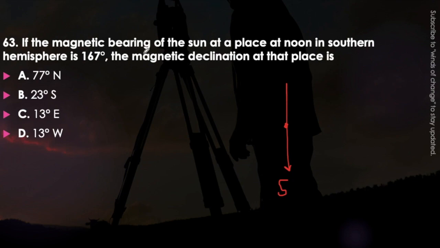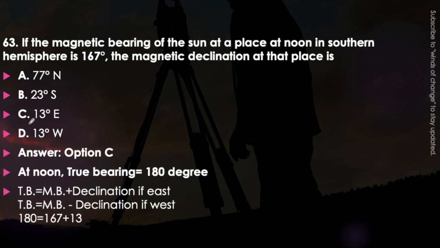We know that true bearing has to be 180 degree, but it is given that the magnetic bearing is only 167 degree. That will be possible only if the declination is towards this side. If the magnetic declination is towards the right side, then this will be 167 degree, while true bearing will be 180 degree. So this shift, this declination, is actually in the direction of the east. So the declination will be 13 degree east. 180 minus 167, that is 13 degree east. So option C will be the correct answer.